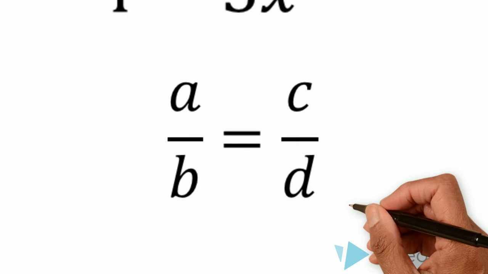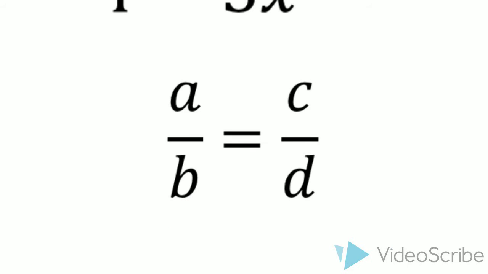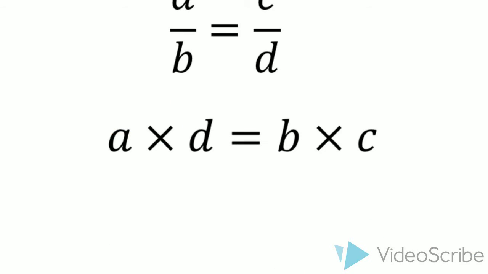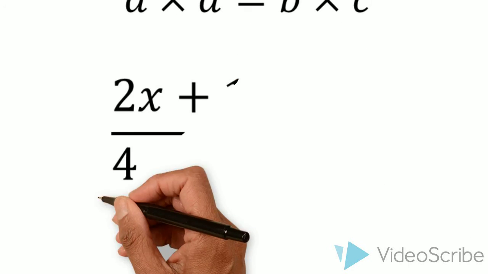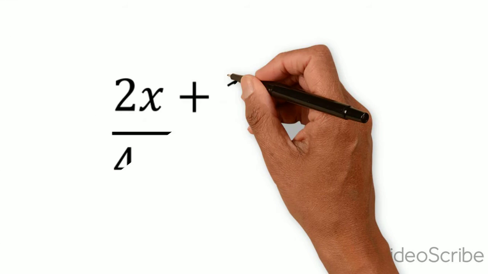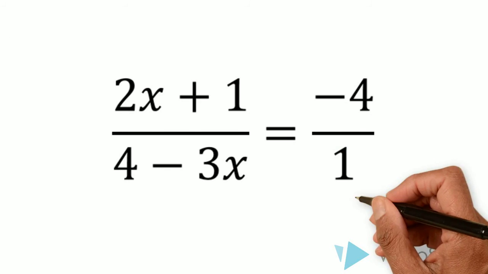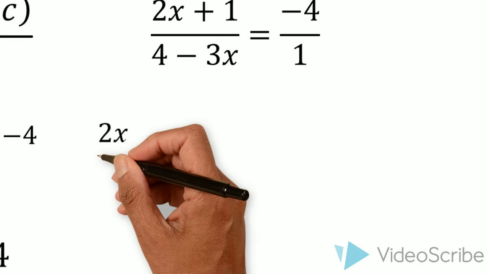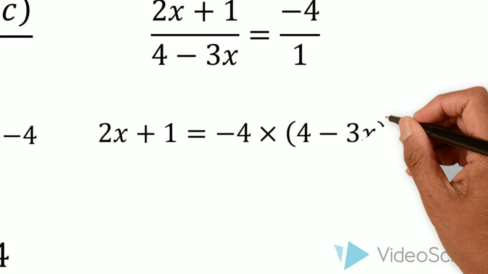When we have one fraction equal to another fraction, we can also do a cross multiplication. How do I apply this now? We can see that we have a fraction on the left hand side, and on the right hand side we have a whole number. And a whole number is nothing more than a number divided by 1. So right now we can go on to do the cross multiplication.